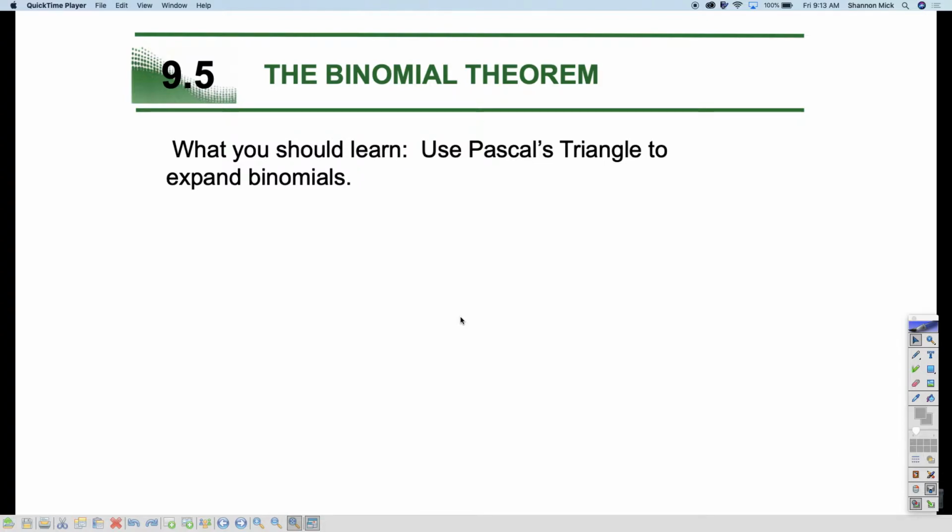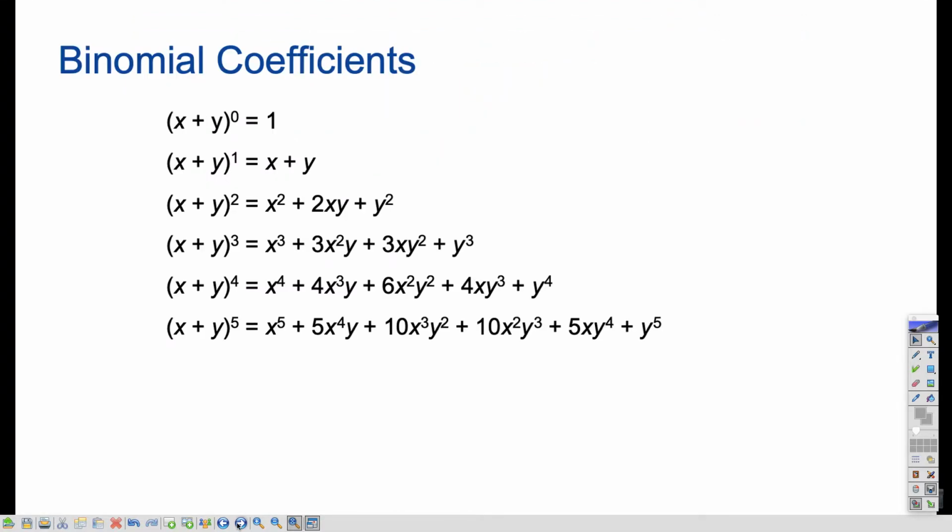So 9-5, we're going to use Pascal's triangle to expand binomials, and we're also going to use the combination to do so. So the first thing, you don't need to write this down. You need to look at it. Those are binomials. A binomial is two things, yes?